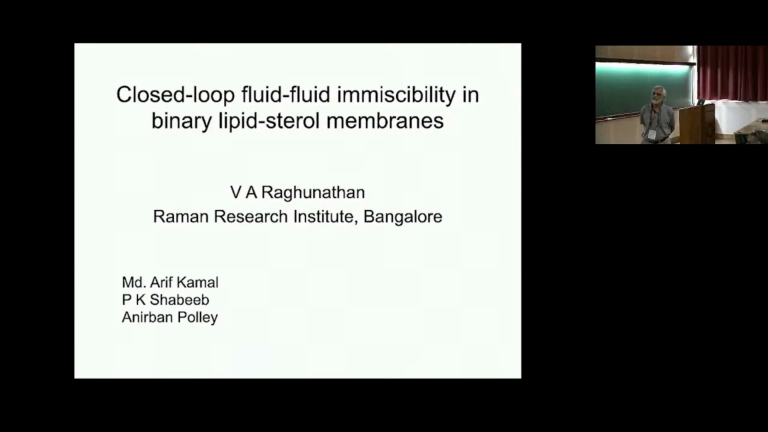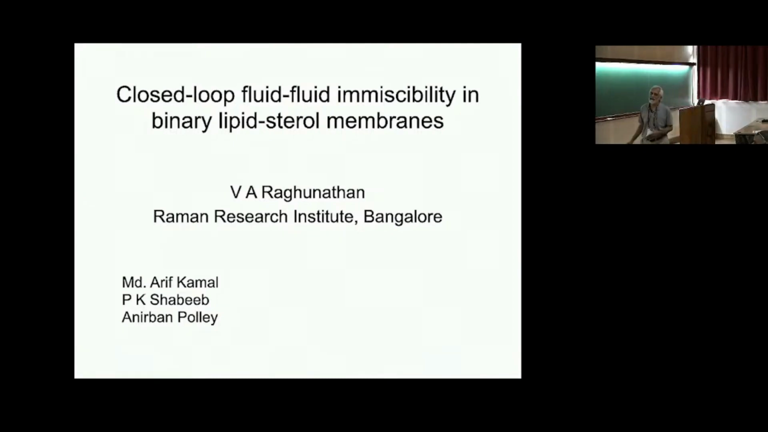So I'm going to talk about a system which is not active. It's a simple equilibrium system, a binary mixture of a lipid and a sterol. And interestingly, this shows a very interesting phase behavior, which is very uncommon in this system. So I thought I will speak about that. And these are the people who did the work.